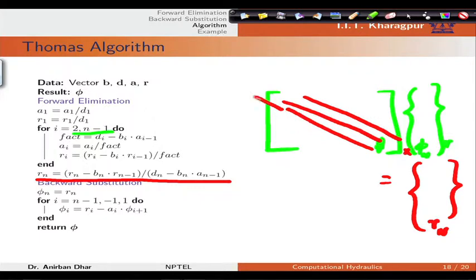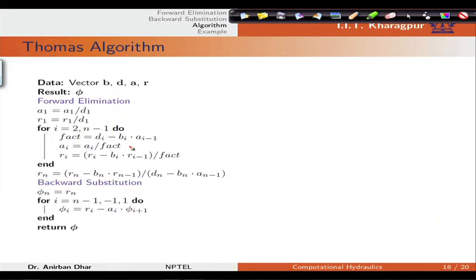For B 1, this is not required. That is why in the first place we have calculated A 1, and we already know that the converted D 1 will be 1. So, there is no need to write that value here. In the backward substitution process we can directly write phi n equals R n because the coefficient is 1, and within R n we are storing the values.